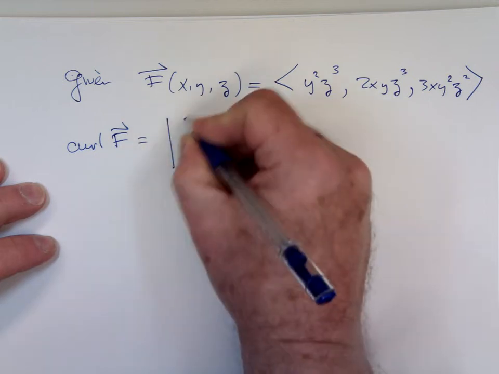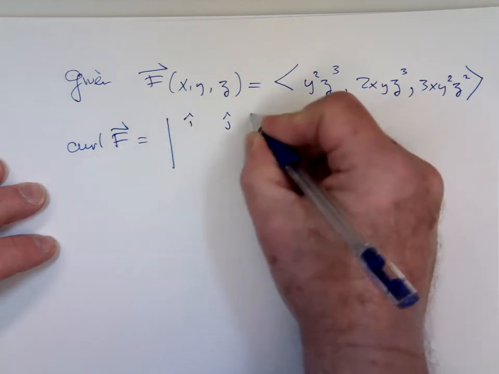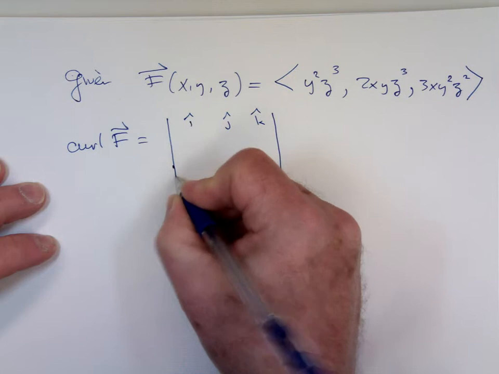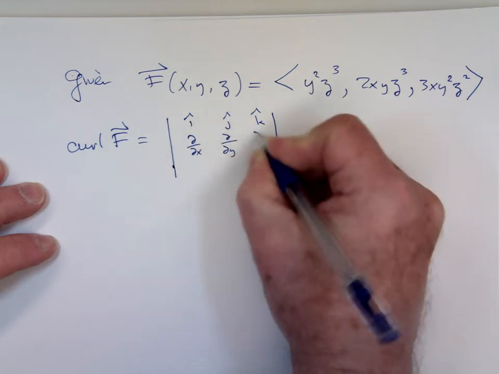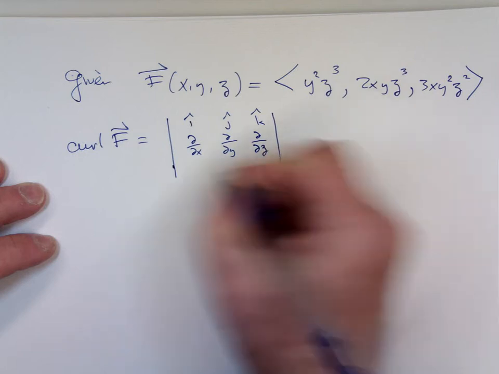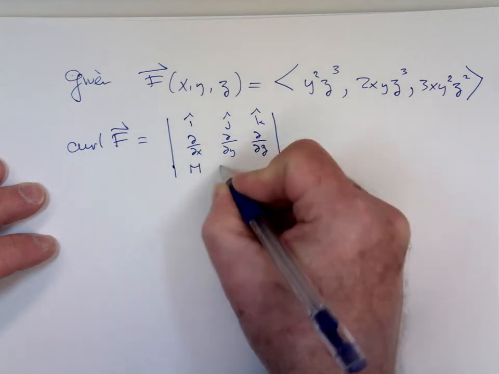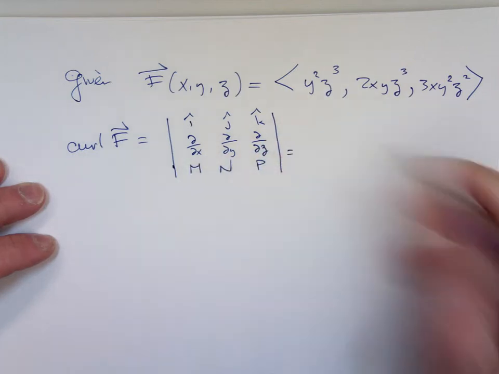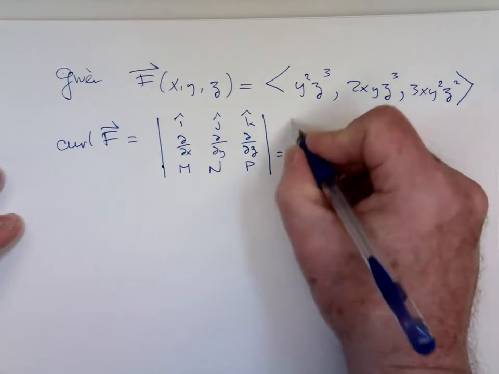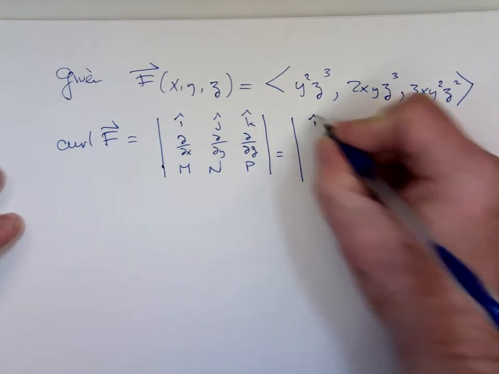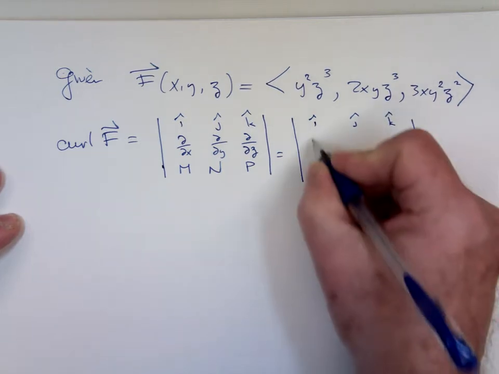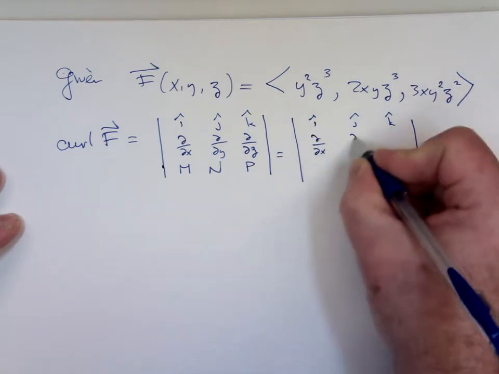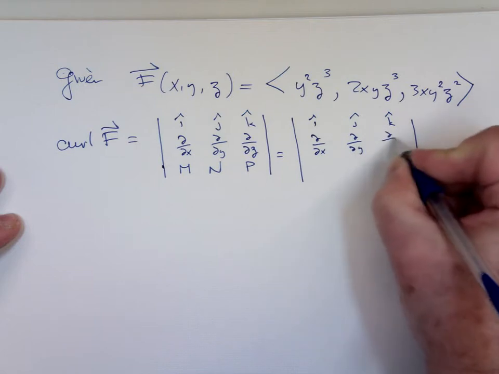Find the curl. I, J, K. Partial with respect to x, partial with respect to y, partial with respect to z. M, N, P. Definition of curl. I, J, K. Partial with respect to x, partial with respect to y, partial with respect to z.